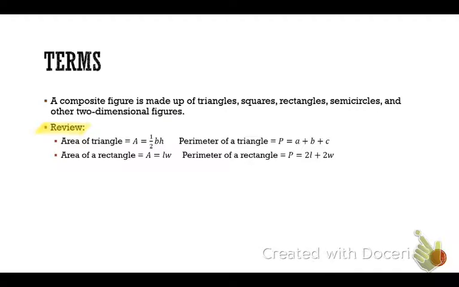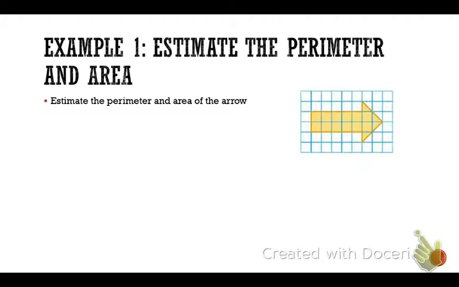All right, let's say the formula together. A equals 1/2 base times height. All right, area of a triangle. Area of a rectangle. Area equals length times width. Perimeter of a triangle. P equals A plus B plus C. What does that mean? That just means that I'm adding all of the sides together. All right, perimeter of a rectangle. P equals 2 times the length plus 2 times the width. All right, so those formulas are going to be really important for today's lesson.